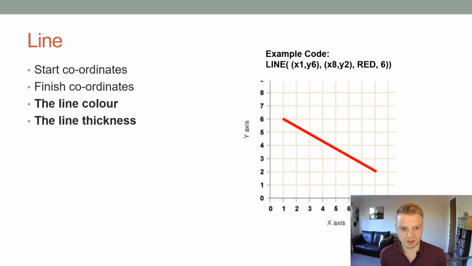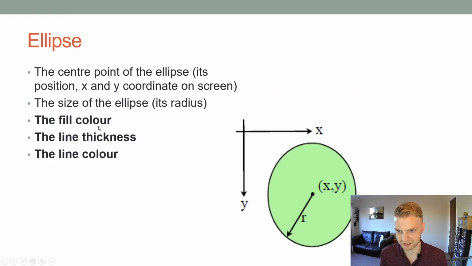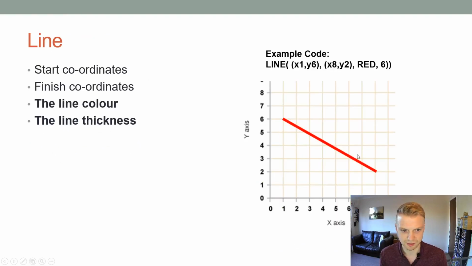Line, just the straight line, it has a start and end point, and again, there's the code for it, but you need to know the color and the thickness. Now this one doesn't have a fill color, unlike the last 2, and that's because there's nothing to fill in. It is just a line. There is not a blob in the middle to fill in or anything like that.